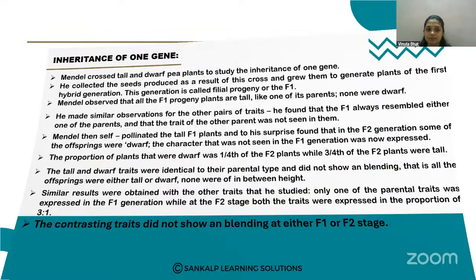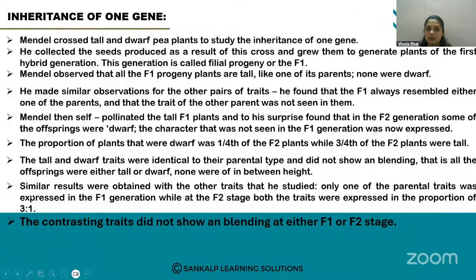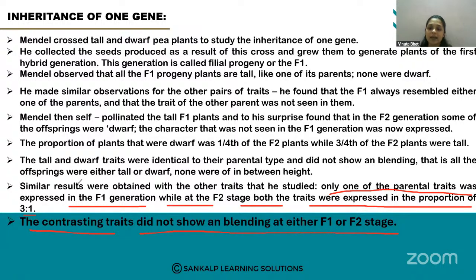So here, only one of the parental traits was expressed in the F1 generation, while at the F2 stage, both traits were expressed in the proportion of 3:1. The contrasting traits did not show blending at either the F1 or F2 stage. Here, there is no blending of the character. So when the tall and dwarf plants were crossed, there was no blending, meaning no intermediate form was formed, in the F1 as well as the F2 generation.